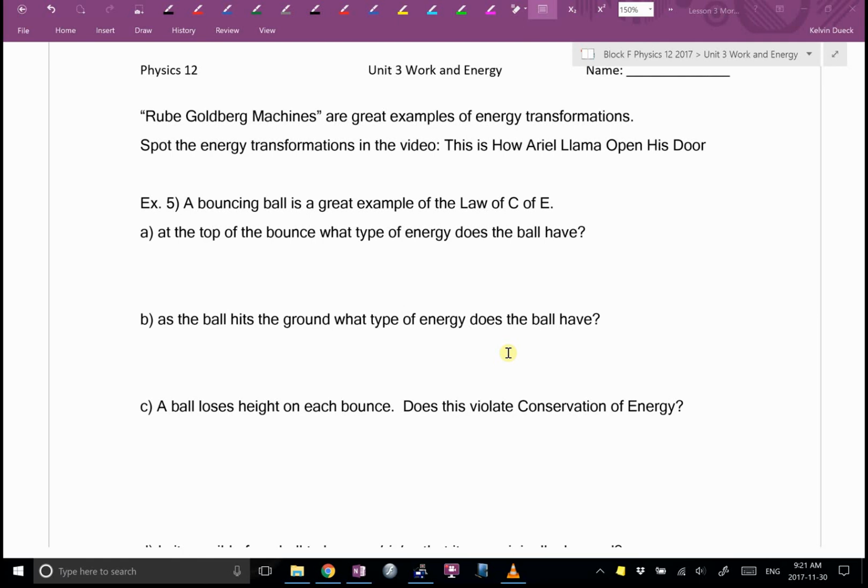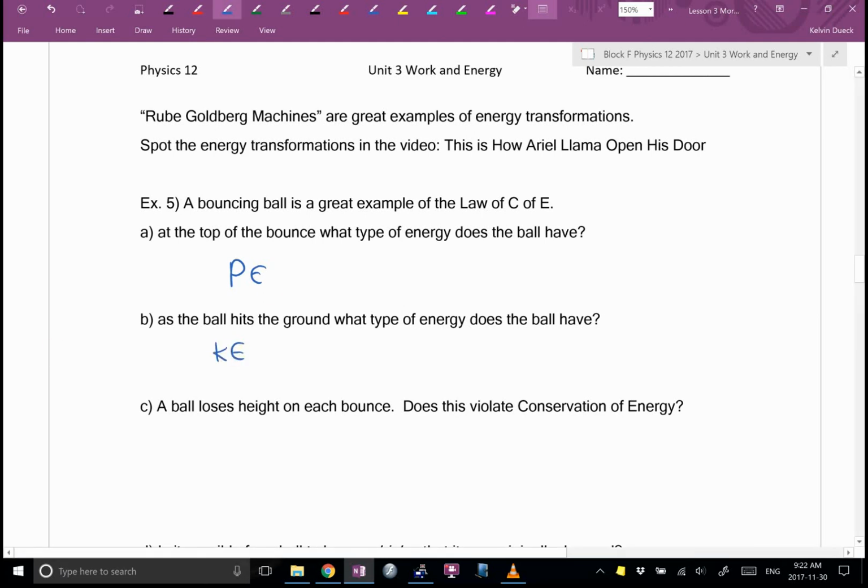Is it ever possible for a ball to bounce higher than when I let it go? If it bounced higher, what would that mean? That it had gained energy, and the energy ought to come from somewhere. So is it ever possible for a ball to bounce higher? So at the top of the bounce, let's answer these questions. Potential, mgh. What type of energy does the ball have when it hits the ground? No potential energy because it's on the ground. What's it all been turned into for a split second? Kinetic, that's when it's going its fastest.